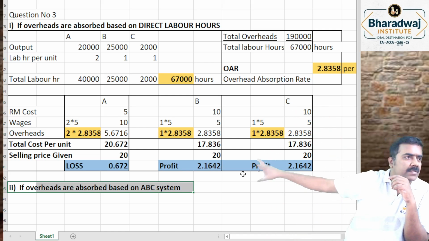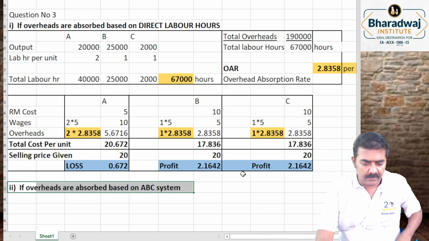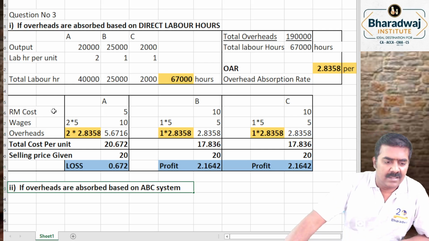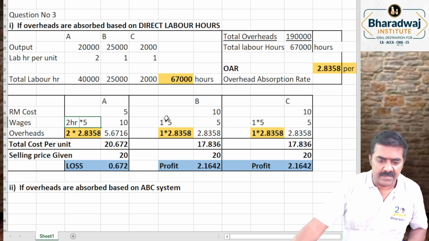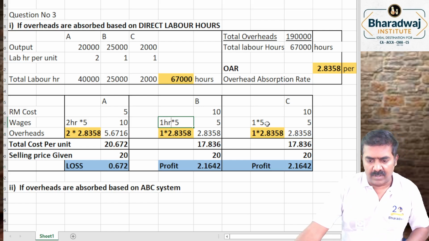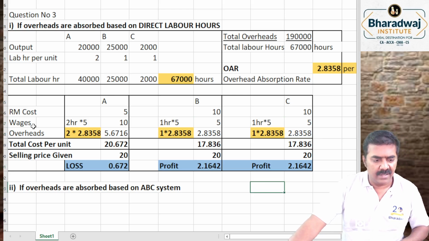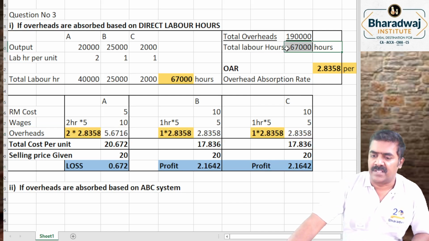First, have we taken up this? Any doubt in calculating wages? 2 hours into 5 rupees, 2 hours per hour, 5 rupees. 1 hour into 5 rupees, 1 hour into 5 rupees. Wages cost is given to us in the question itself. Overheads alone are absorbed based on what? Number of hours. That is what is instructed in the question.